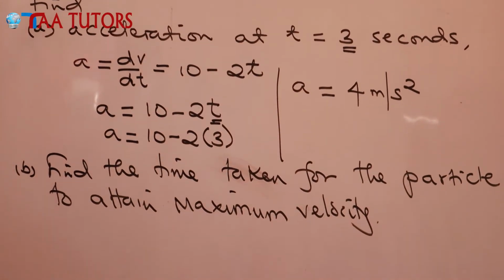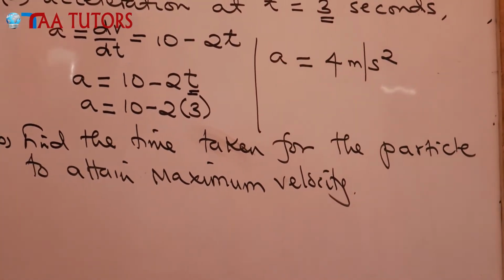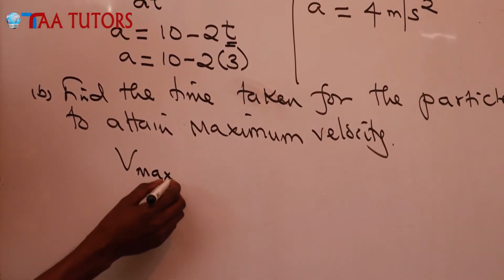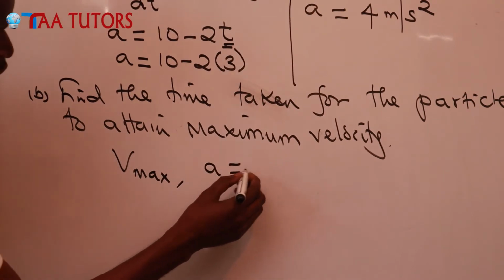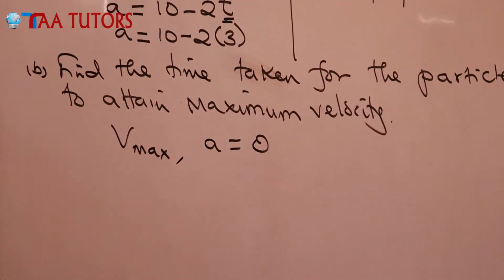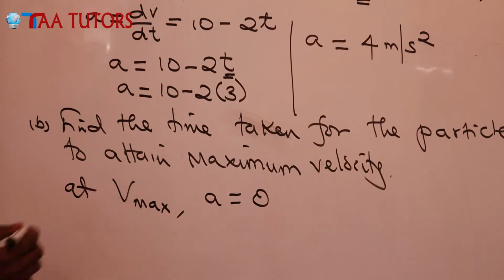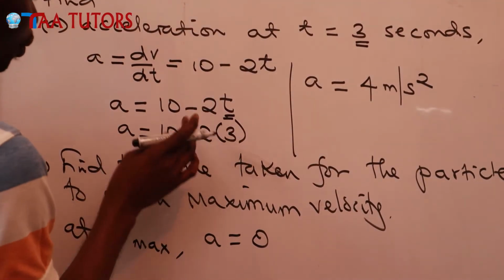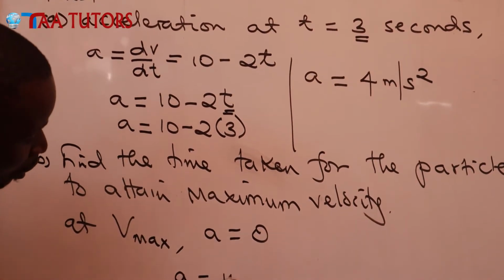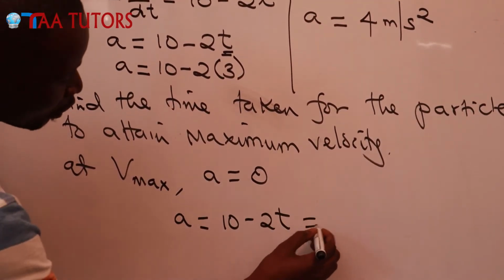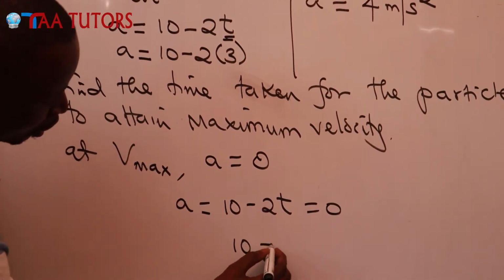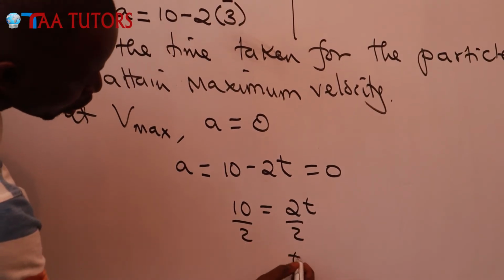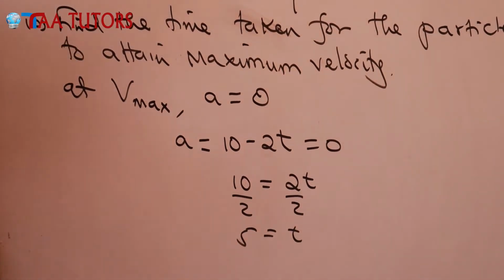Then part B, we are told to find the time taken for the particle to attain maximum velocity. And I said that at maximum velocity, acceleration is 0. At maximum velocity, a equals 0. So I'll take this acceleration function, which is a equals 10 minus 2t, and equate it to 0. So I'll say 10 equals 2t, divide by 2 on both sides, t equals 5 seconds.